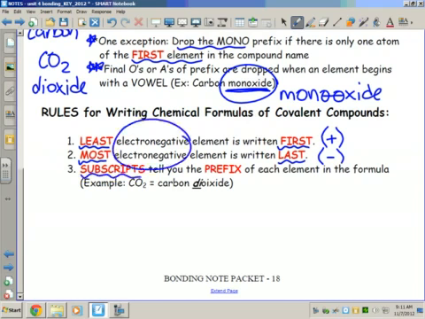And it's the subscripts that tell you the prefix. Right? The example below, the 2 that comes after the oxygen, that's what tells you it's dioxide.